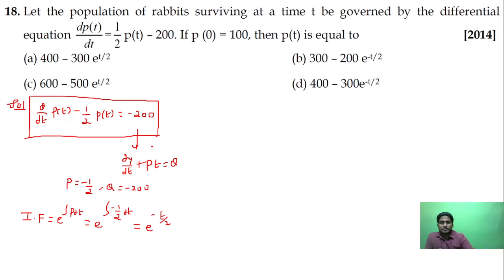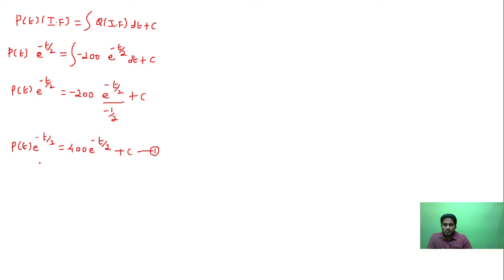Now it is given in the question that p of 0 is equal to 100, right? That is, when t is equal to 0, p is equal to 100. That's fine. So p of 0 will be equal to 100, equal to 400 e to the power of 0 plus c. So c is equal to minus 300.